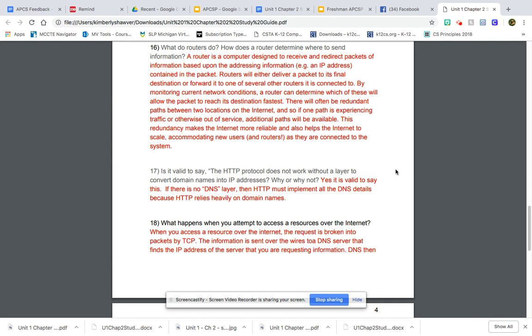It is valid to say the HTTP protocol does not work without a layer to convert domain names into IP addresses. Why or why not? Yes, it is valid to say this. If there is no DNS layer, the HTTP must implement all the DNS details because the HTTP relies heavily on domain names.